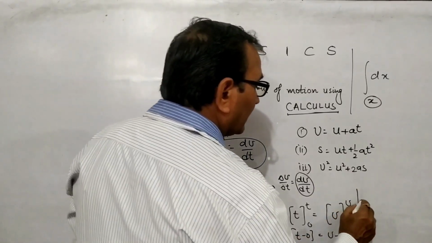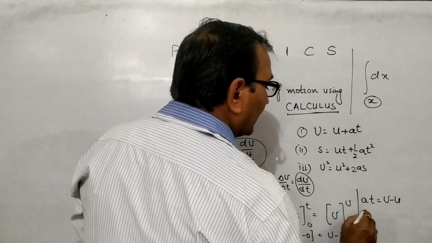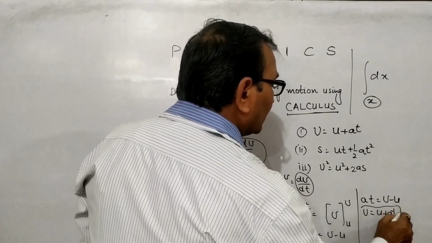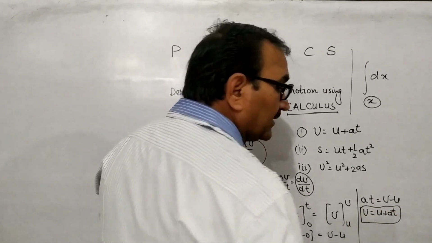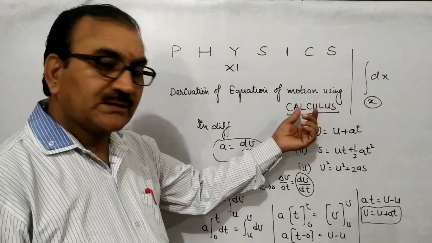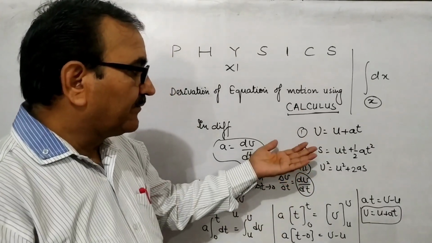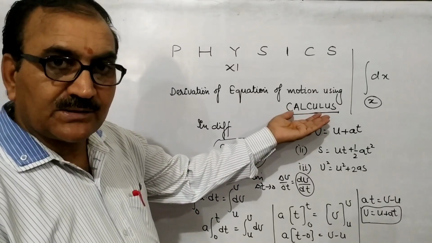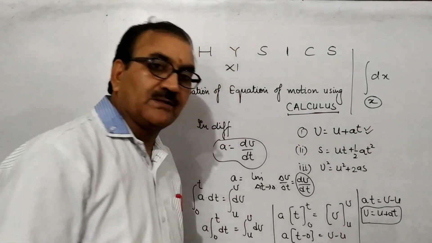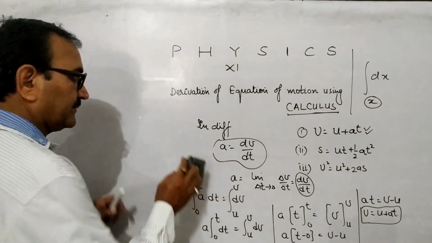So you have at is equal to v minus u, and you can write v is equal to u plus at. So this is the first equation. You can prove it using the calculus integration method. By using this integration method, we are able to prove the first equation of motion. Now see the second equation of motion.